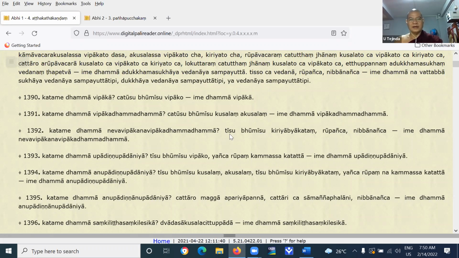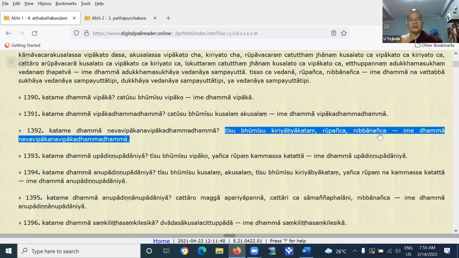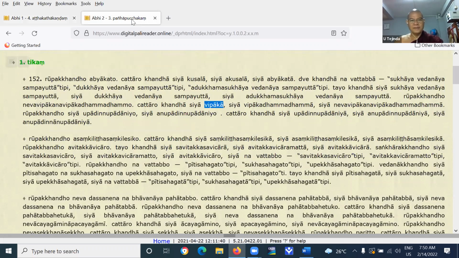Neva vipaka na vipaka dhamma dhamma here: tisu bhumisu kiriya, abyakata, rupa, nibbana. So if you know the reality of each category of the Tika, then you get the answer easily. See? So come back here. Cattaro Khanda siya vipaka: you have vipaka cittas. Siya vipaka dhamma dhamma: you have kusala and akusala. Neva vipaka na vipaka dhamma dhamma: you have kiriya, rupa, nibbana.